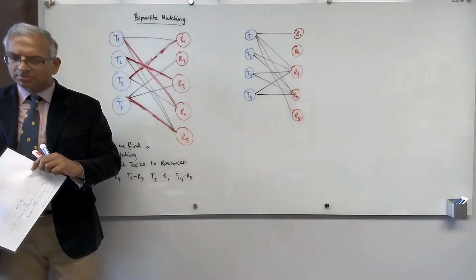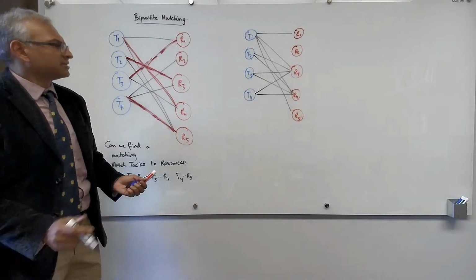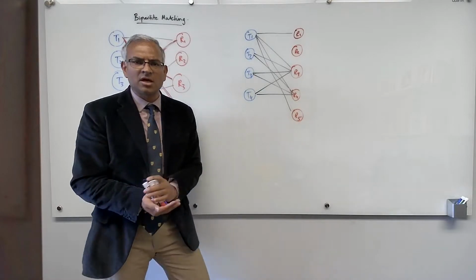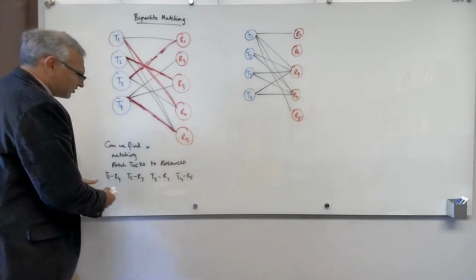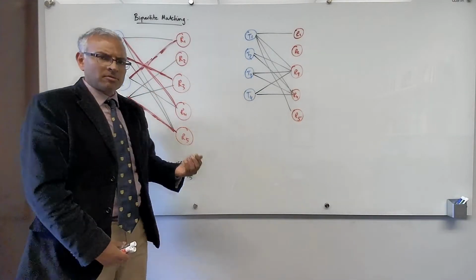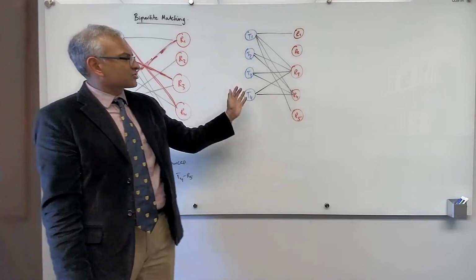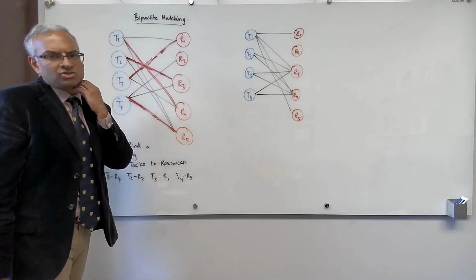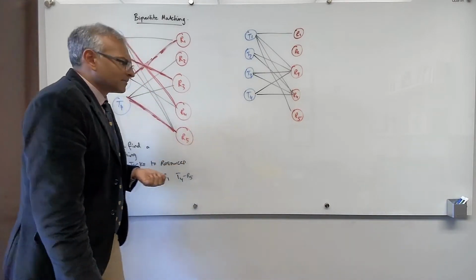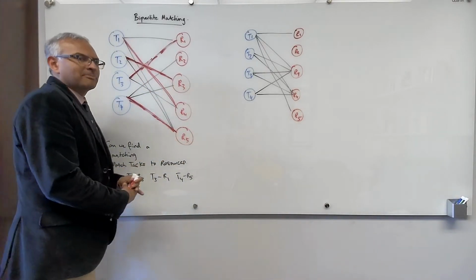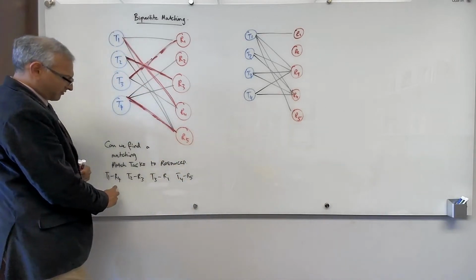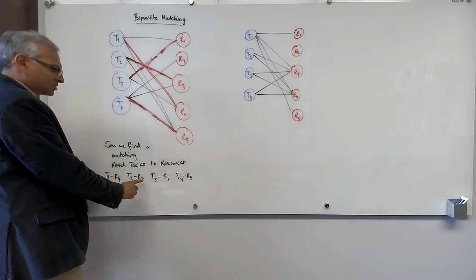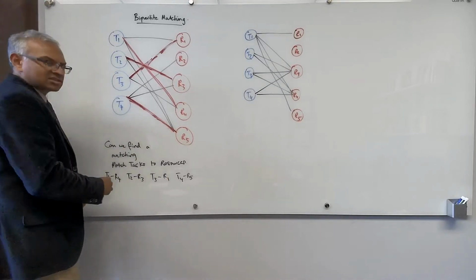So there, I've told you which tasks can be done by which resources, and now pause the video and solve the problem. Figure out which tasks to assign to which resources so that every task can be done and you don't use resources more than once. That means you construct a matching. A matching technically is just a collection of edges where no 2 edges share the same vertices.